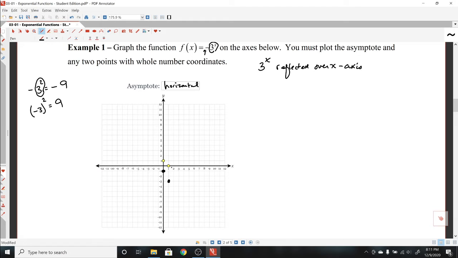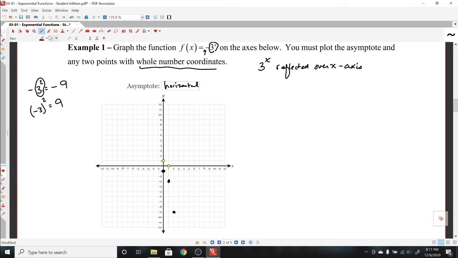And then we could do this. We could go 3 squared is 9. So 3 to the second would be 9. Negated would be negative 9. So we could put that down here. These are the only 3 points on this graph with whole number coordinates. So I need at least 2 of those. All right. And so now what I want to do is connect it.